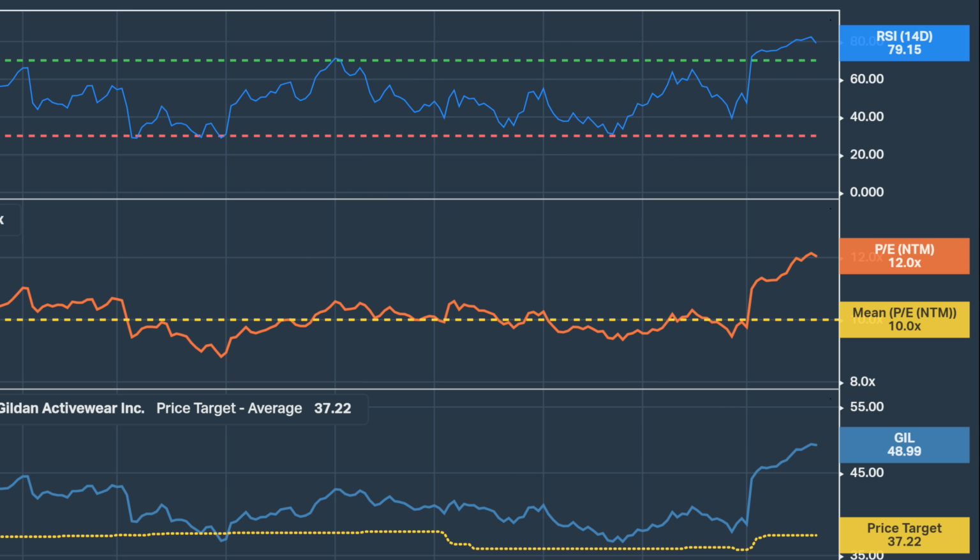The longer term mean price to earnings is 10. So we can see that gap there. And the price target is $37.22. The company is currently trading at $48.99. So those are the 5 most oversold and the 5 most overbought stocks that I could find in the North American markets right now.